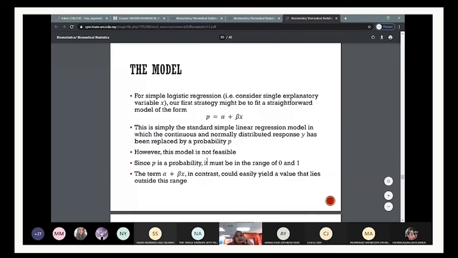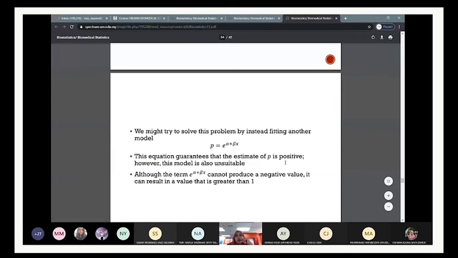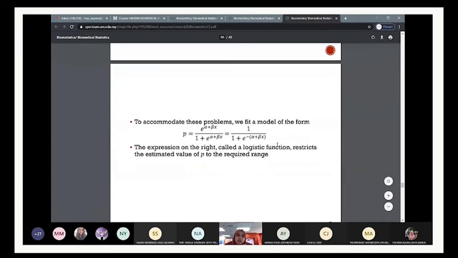It must be in the range of 0 and 1, and the terms alpha and beta in contrast could easily yield values that lie outside this range. Okay, but the difference in logistic regression is that you are going to log the value, meaning instead of using the actual value itself like in linear regression, we're going to use the log instead. To accommodate this problem, we fit the model in the form of the probability equal to the exponential of the intercept and the slope. This is like the usual alpha plus beta x, except now you are going to log the value.